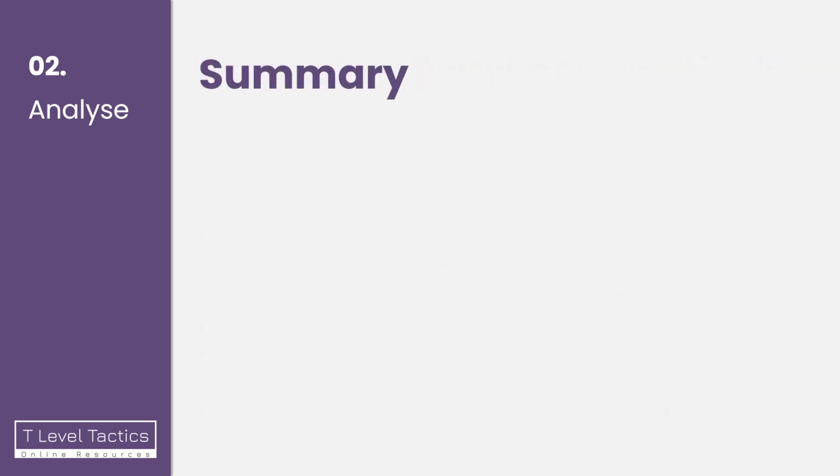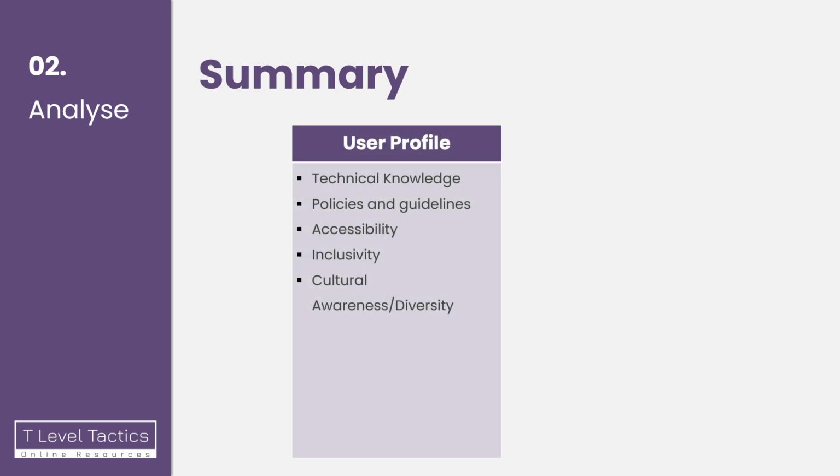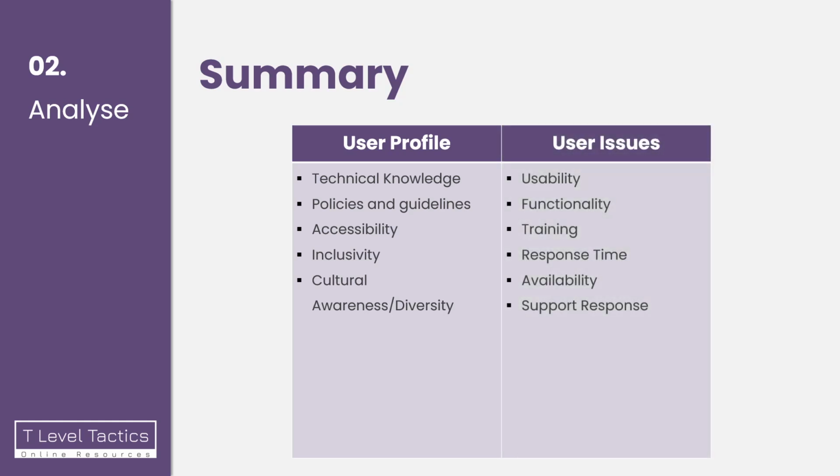Here's a quick summary of what we've taken a look at in those two sections. First of all, we had user profile, where we were looking at the user's technical knowledge, any policies and guidelines we need to consider and that they may need to consider in their work. Accessibility, inclusivity, and cultural awareness and diversity. We then looked at our second section on user issues, looking at usability of the product or service, functionality, user training, response time of the system availability, and the response we're going to give for support when things go wrong.